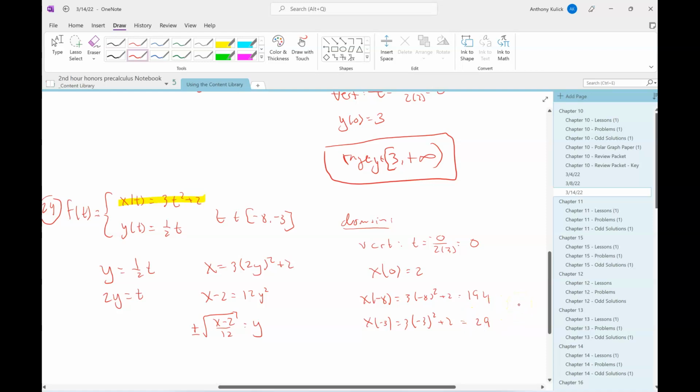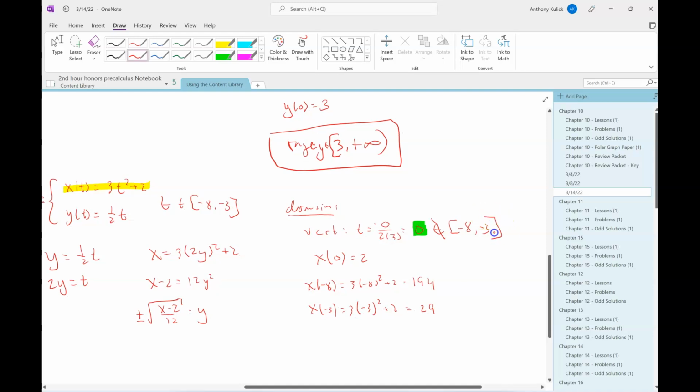I apologize then. And I plug in negative 3 and I get 29. But what do we notice here about my x-coordinate for the vertex? That's not between negative 8 and negative 3, is it? So that doesn't count. So my domain is really just 29 to 194, just the endpoints.